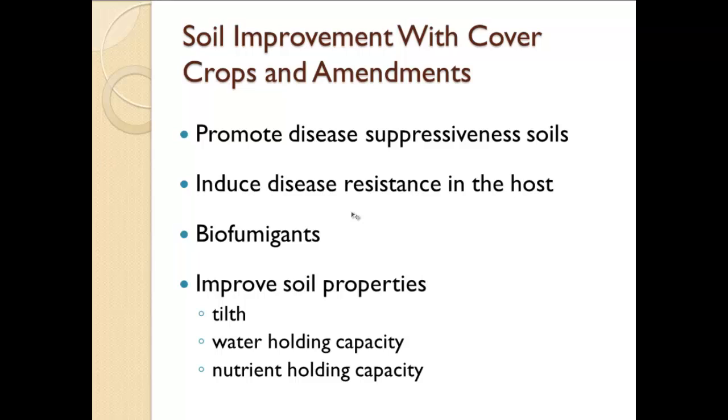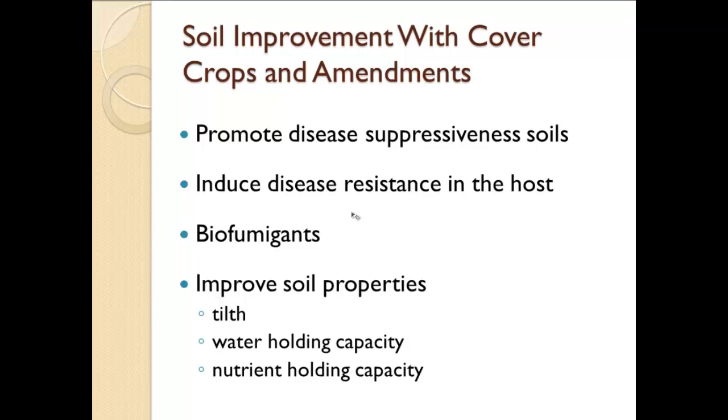So once you till that crop into the soil, it releases those chemicals called isothiocyanates for the crucifers, and those chemicals will actually inhibit, or in some cases, kill soil-borne pathogens. And this is being looked at pretty extensively in California, where they're trying to get rid of pathogens that they can't get rid of any other way.